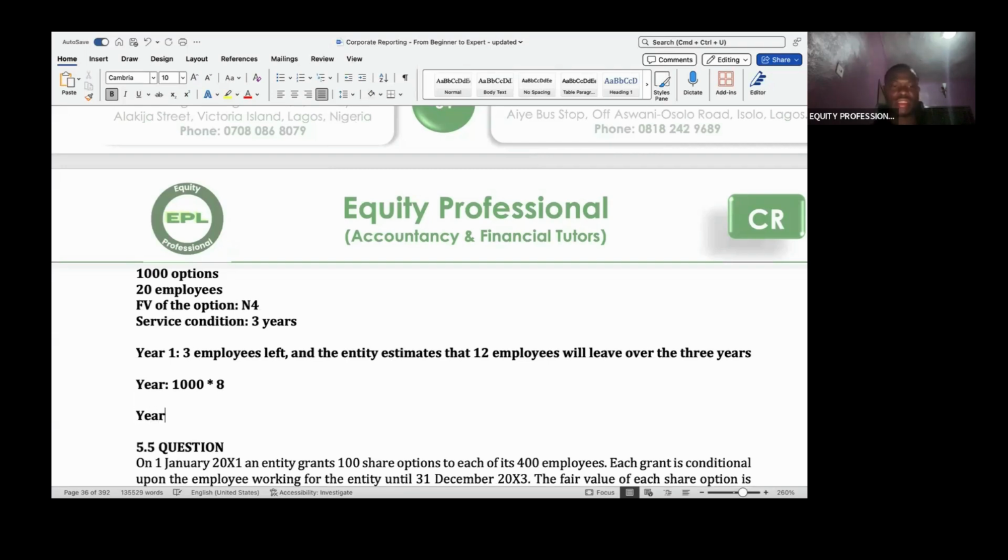Now, let's say in year 2, please listen up. Let's say we're told, as a continuation of year 1, that 2 employees left in year 2, and the entity estimates that 6 will leave in year 3. So what's the estimate that will vest in year 2?